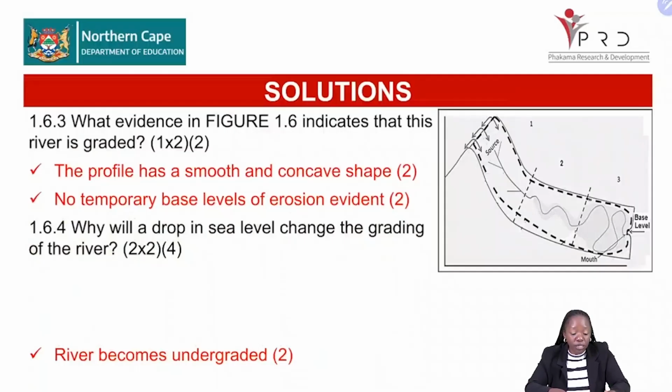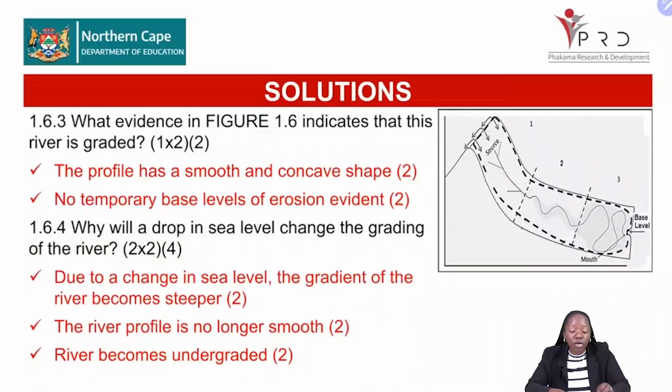Then your 1.6.4, why will a drop in sea level change the grading of the river? So number 1, due to the change in the sea level, the gradient of the river becomes steeper. So once it becomes steeper, it's no longer graded. And the river profile is no longer smooth because of that change in the sea level. And also the river now becomes ungraded.